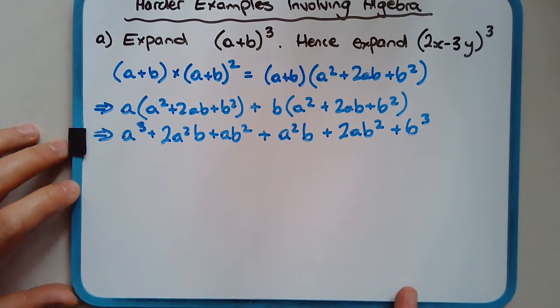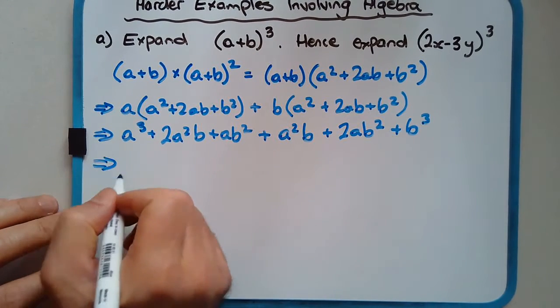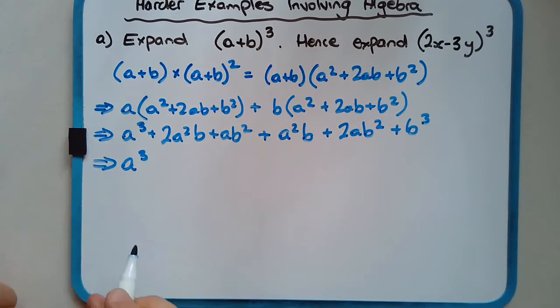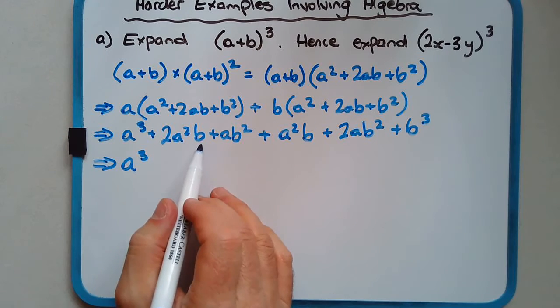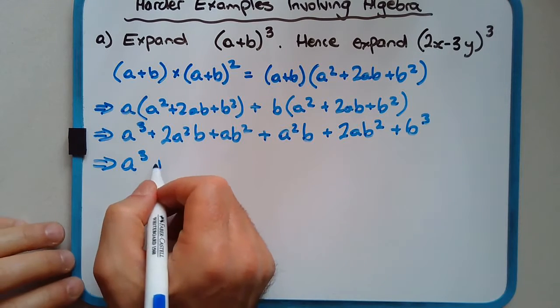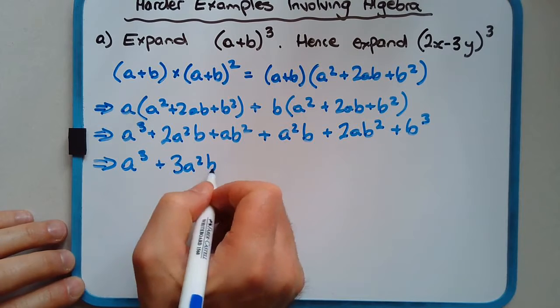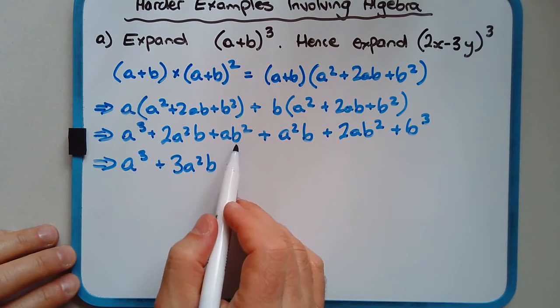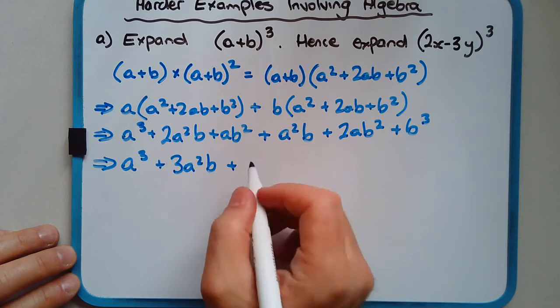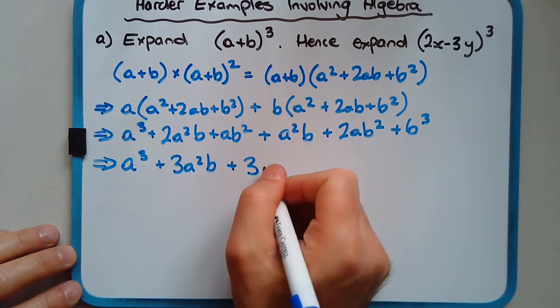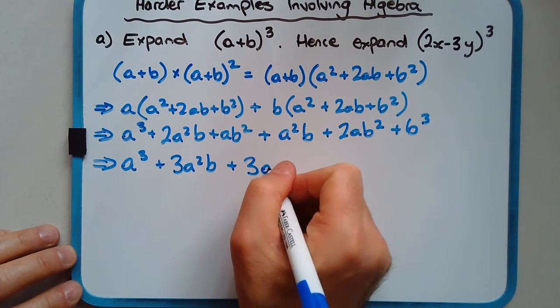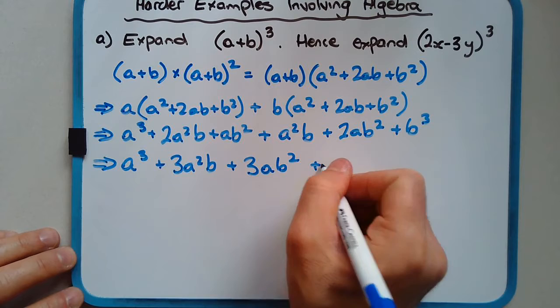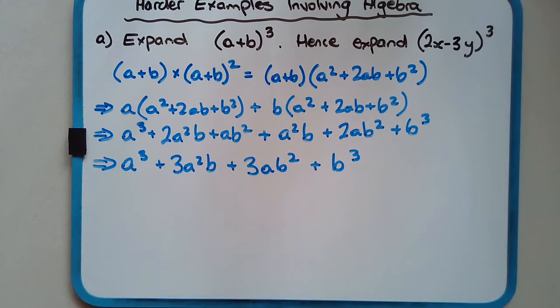So putting that all together now, and collecting like terms, let's start off with the a cubed. Now 2a squared b, we have another a squared b there, so that's going to be 3a squared b. Now we have an ab squared here, and a 2ab squared there, so that's going to be 3ab squared, plus b cubed. Then it says, hence expand (2x - 3y) all to the power of 3.